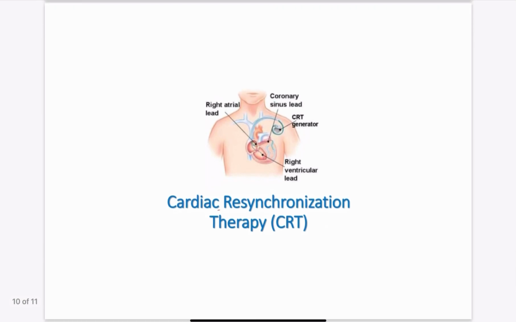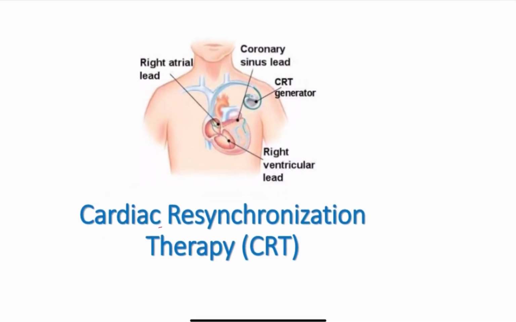Some people with bundle branch blocks are born with this condition and are usually asymptomatic, so they do not require any treatment. Some severe cases may need cardiac resynchronization therapy. This is a type of pacemaker therapy that helps the ventricles contract at the same time. Cardiac resynchronization therapy can increase the amount of blood that the heart ejects and can improve symptoms of shortness of breath and fatigue. So that's it for today.